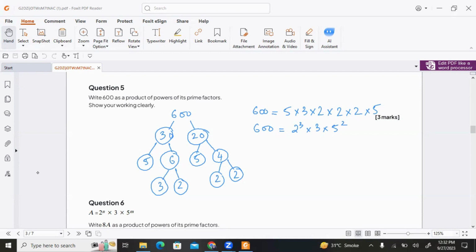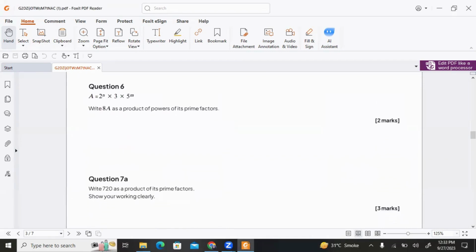Then if we move on to the next question. Question 6 says that an integer a equals 2 to the power of n times 3 times 5 to the power of m. And they're asking us to write 8a as a product of powers of prime factors. Now the difference between a and 8a is that a is being multiplied by 8. So 8a would be 8 times 2 to the power of n times 3 times 5 to the power of m.